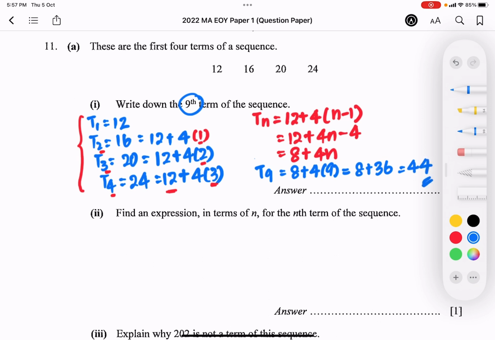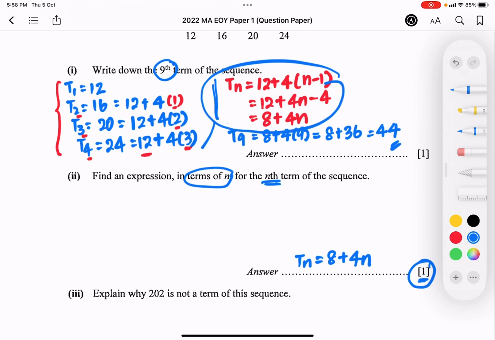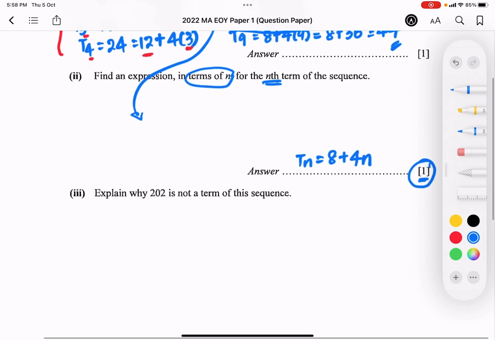Next, to find the expression in terms of n for the nth term, do take note that since it is a 1-mark question and we have already shown how we derive this, we can now write it as Tn equal to 8 plus 4n. If the mark over here is more than 1, we should show how we derive this over here. Okay? Now, next part. Explain why 202 is not a term in this sequence.